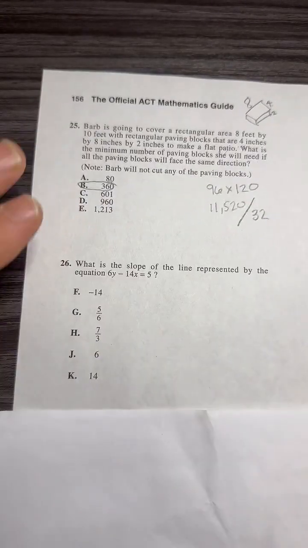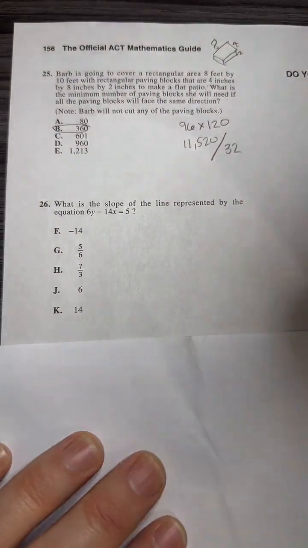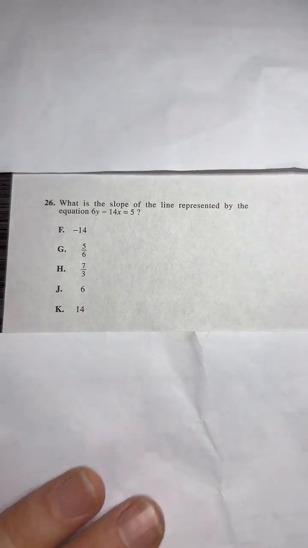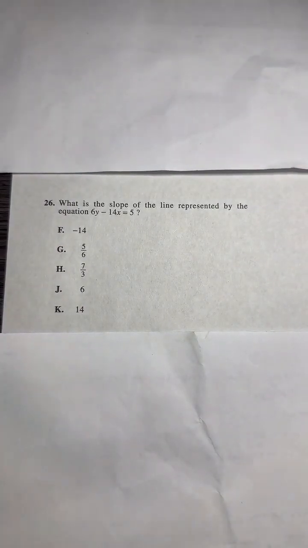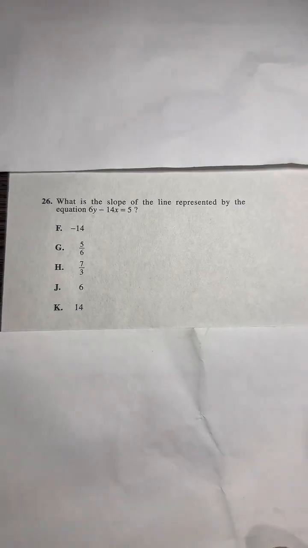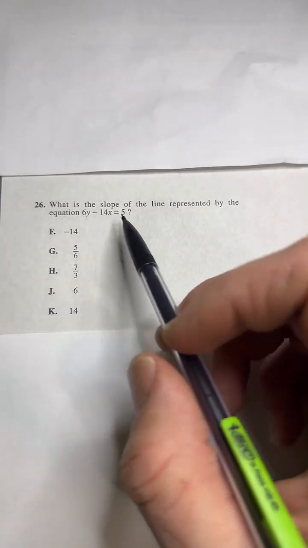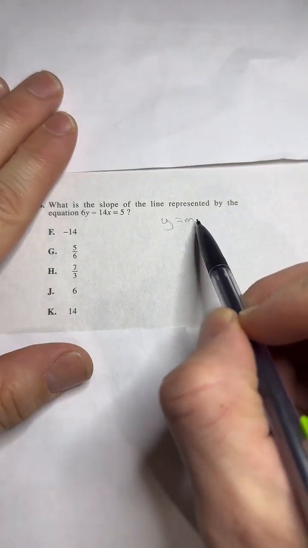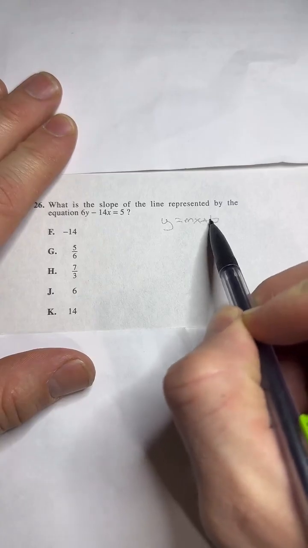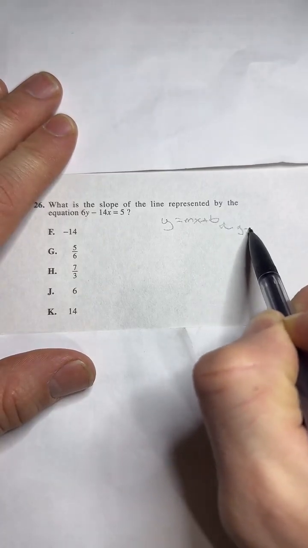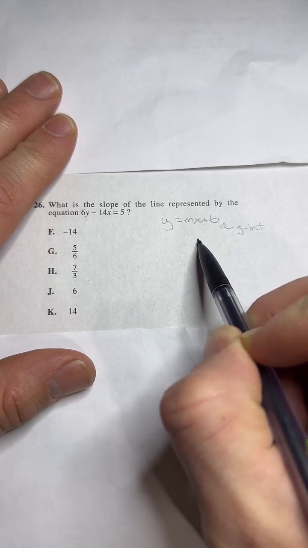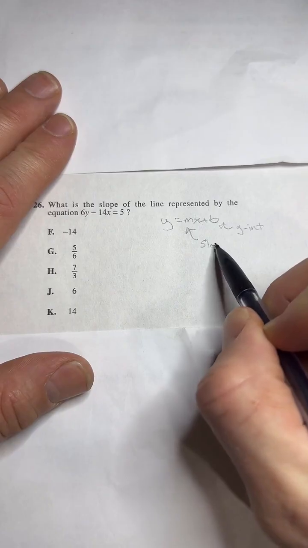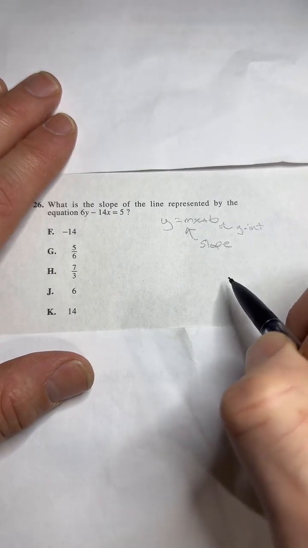All right. Let's take a look at this one. What is the slope of the line represented by the equation 6y minus 14x equals 5? All right, so the slope I need to get using y equals mx plus b, where b is my y-intercept. How many times do we go through this? You learn this every year from 8th grade through 11th, and still students struggle. Hey, that's not their fault. That's our fault as math teachers.